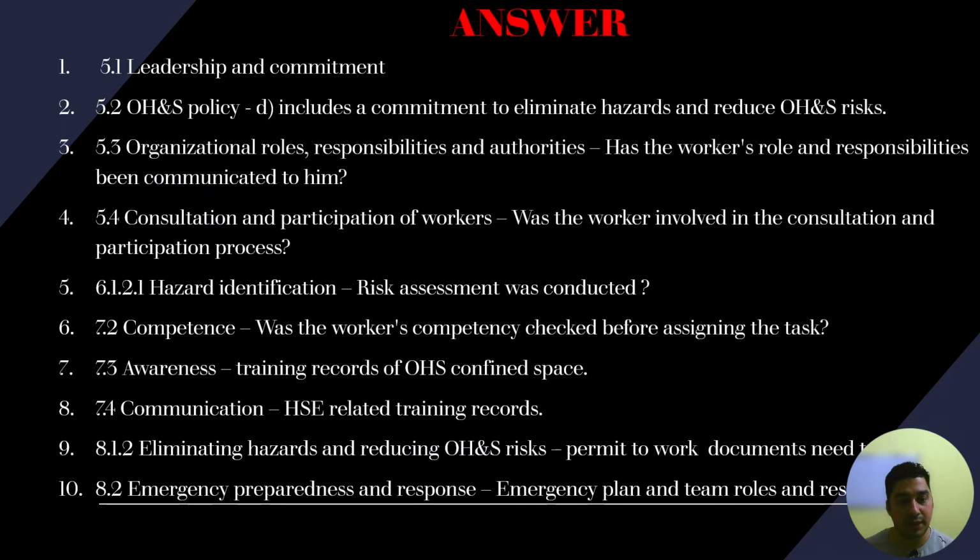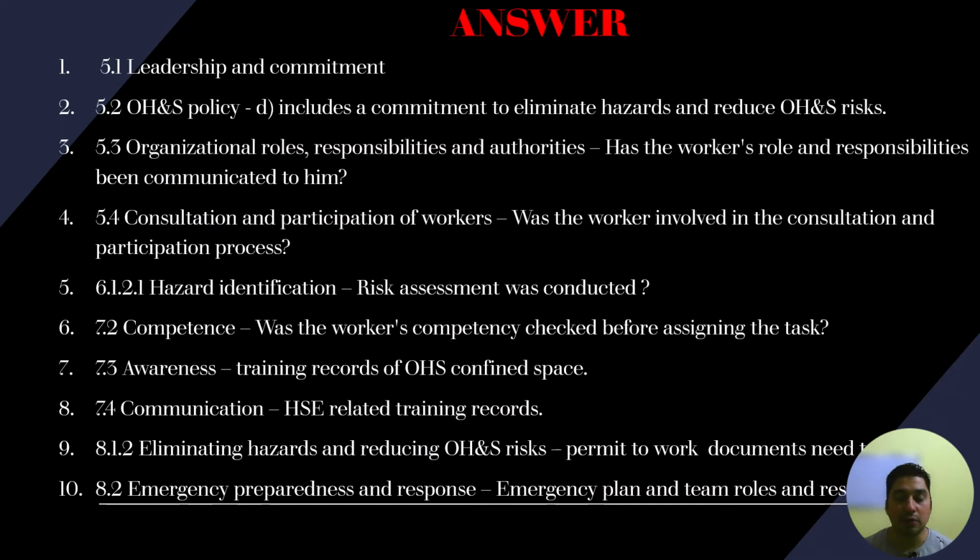After that, 7.3, awareness. Training record of occupational health and safety, confined space. As per the scenario, you can see that the person was working in a confined space where he died. Now, whether confined space related training has been provided to that person or not, that record you have to check. Now 7.4, communication, HSA related training records. So communication you will check. HSA related, health and safety related training records and other documents, SOPs, job hazard analysis, permit to work and certain other things that you have to check here for the communication.